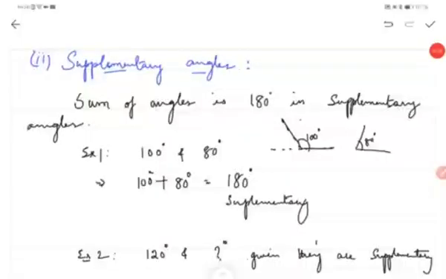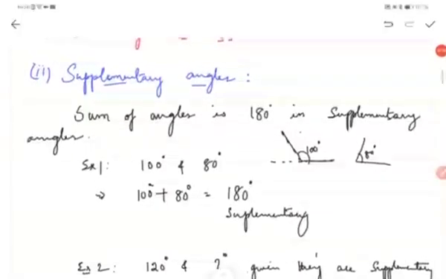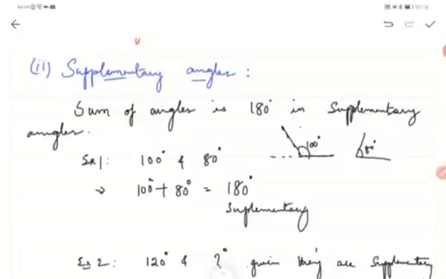The next type of related angle is the supplementary angle. So what is a supplementary angle? The sum of the measures of the angles should be 180 degrees. In complementary, if the sum of two angles given is 90, it is complementary. When do you call it supplementary angles? If the sum of the angles given is 180 degrees, then you call it a supplementary angle.